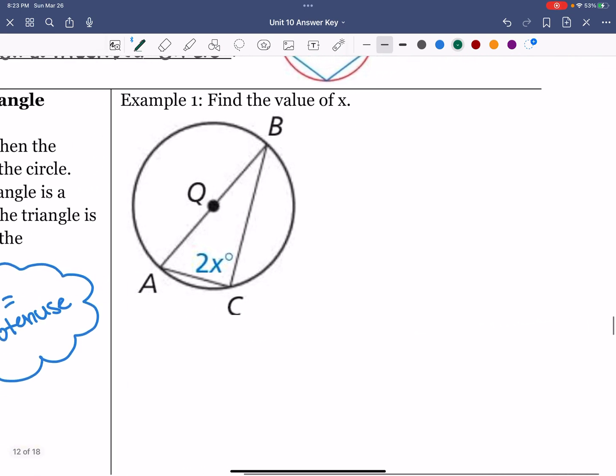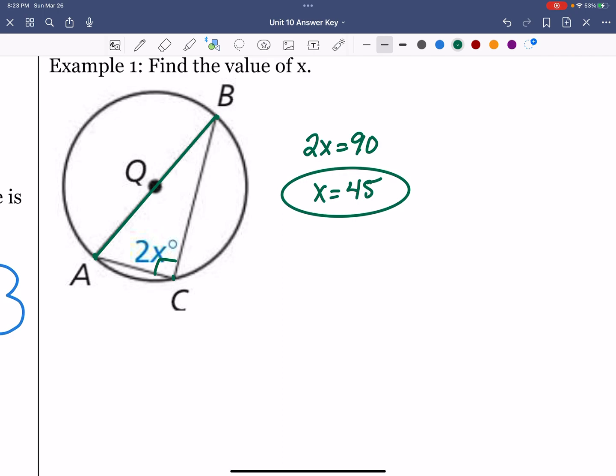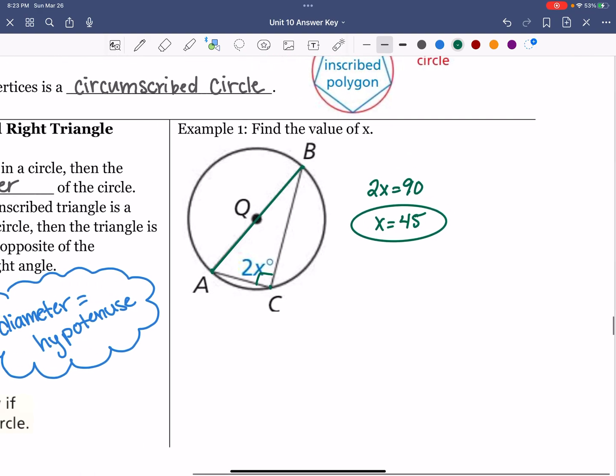So let's go ahead and solve an example here. I'm given a triangle inscribed into the circle. I know it is because all three of my vertices touch the outside of the circle. So that means this here is my diameter, making this my right angle. So I'm going to have 2x equal 90, which means x is going to be 45. Pretty easy. Utilize this information to solve for any of the missing sides if you're given the diameter and it says find the other sides, or any of my other angles as well.